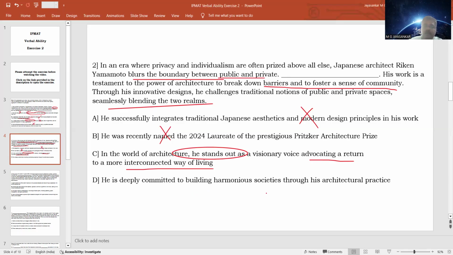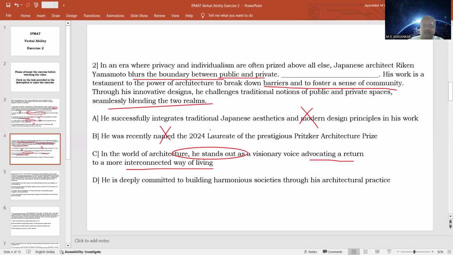He is deeply committed to building harmonious societies through his architectural practice. So what he's doing, he's deeply committed to building harmonious societies, a society where people are more connected with each other, more at harmony with each other. Such societies are being built through his architectural practice. Okay, good answer. But now you have two good answers. One is talking about what makes him special. Another one is saying what his principle or goal is. He is committed to building harmonious society.